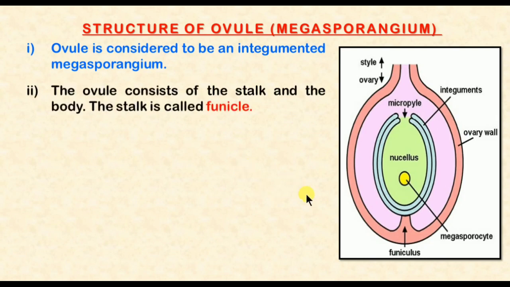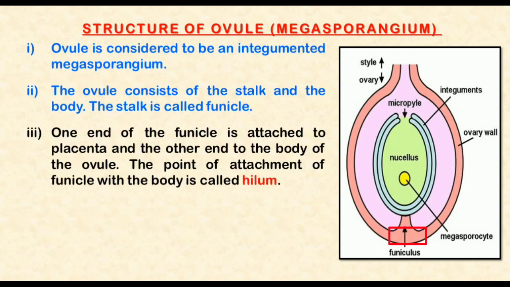The ovule consists of a stalk and the body. The stalk is called funicle. This upper part is the ovule, connected to the wall of the ovary by the stalk, which is called funicle. The place of the ovary where the funicle is connected is called placenta. One end of the funicle is attached to the placenta, and the other end is attached to the body of the ovule and is called hilum.